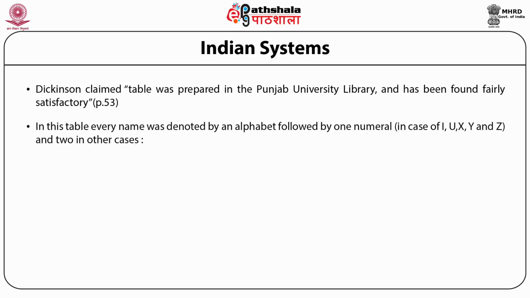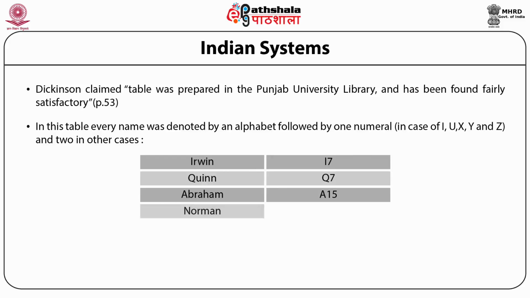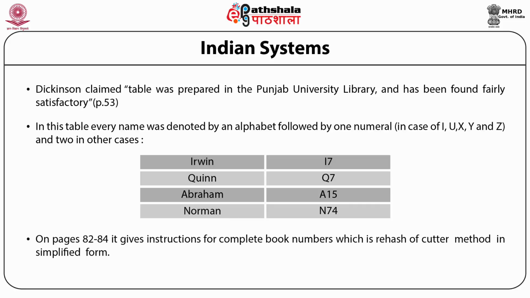In this table, every name was denoted by an alphabet followed by one numeral in case of I, U, X, Y, and Z, and 2 in other cases. For example, Erwin got the number I7, Quinn got the number Q7, Abraham got the number A15, and Norman got the number N74. On pages 82 to 84, it gives instructions for complete book numbers, which is a rehash of Cutter's method in a simplified form.